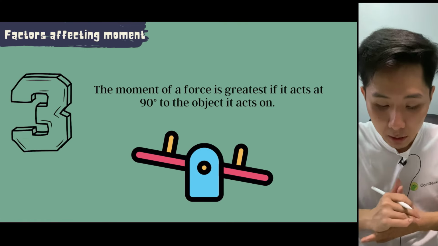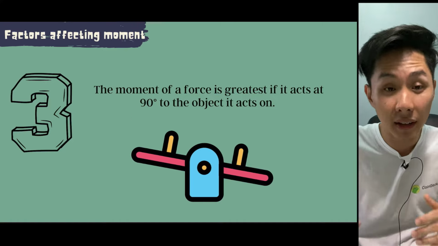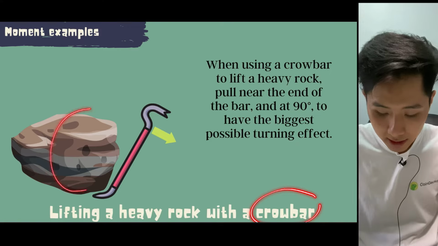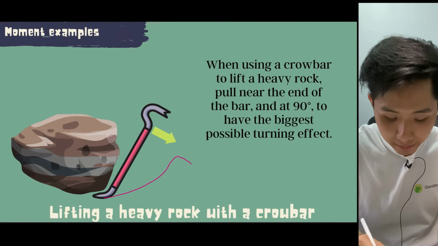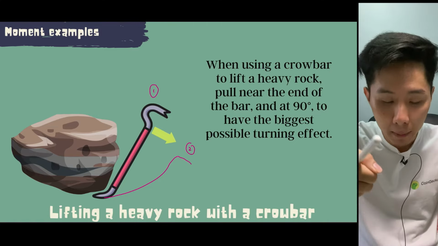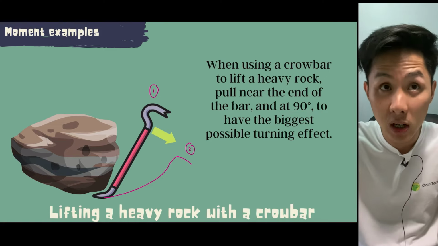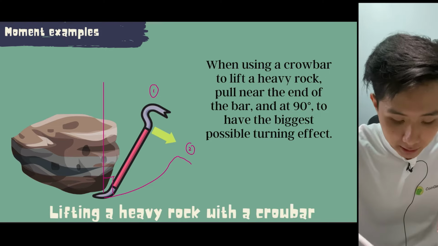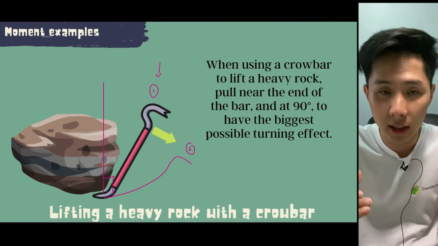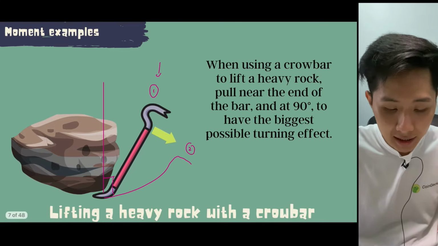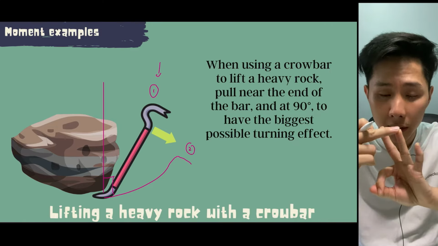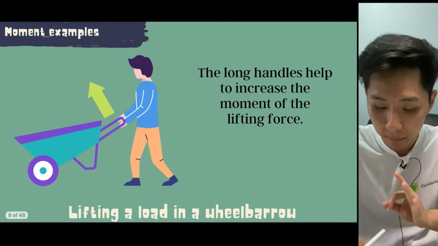The third factor is that the moment of the force will be greatest if it acts at 90 degrees to the object it acts on. To illustrate this, I have a crowbar and a stone. This is position 1, and this is position 2. If we apply the force at position 1, we're going to have a bigger moment because it is closer to 90 degrees. So position 1 is going to have the greatest turning effect. So those are the three factors: the magnitude of the force, the distance between the force and the pivot, and the angle at which the force is applied.